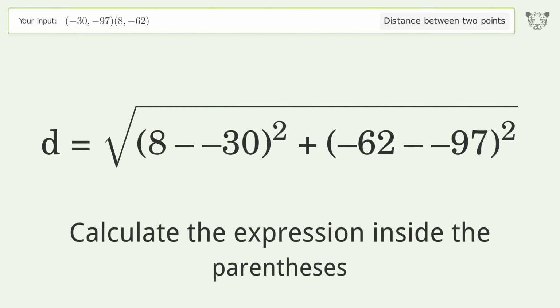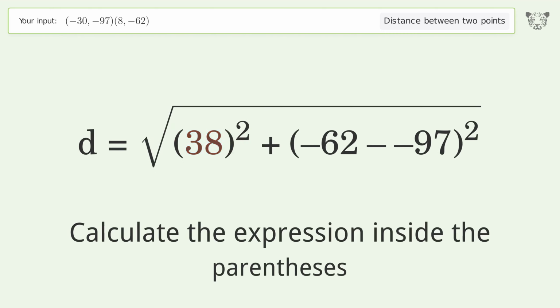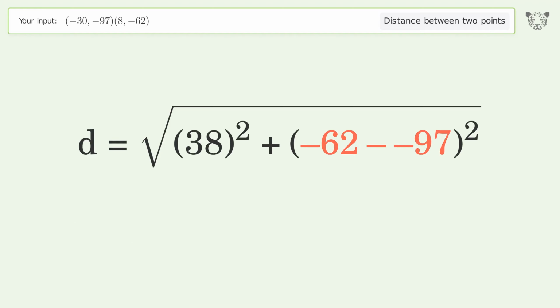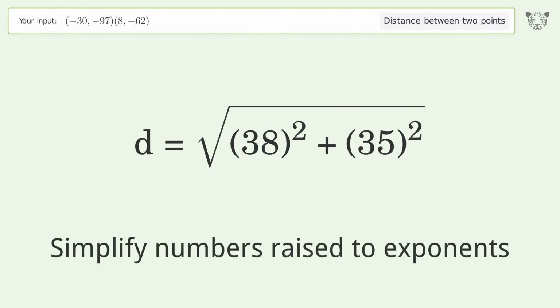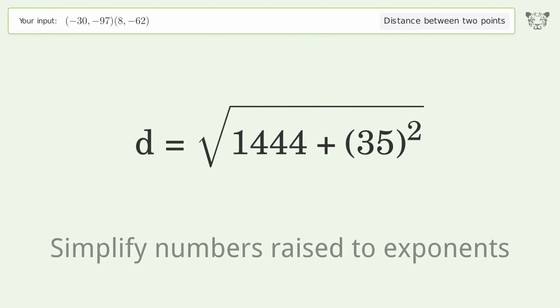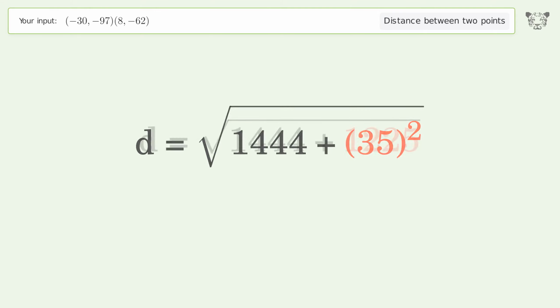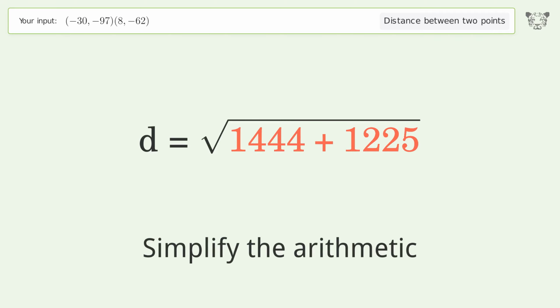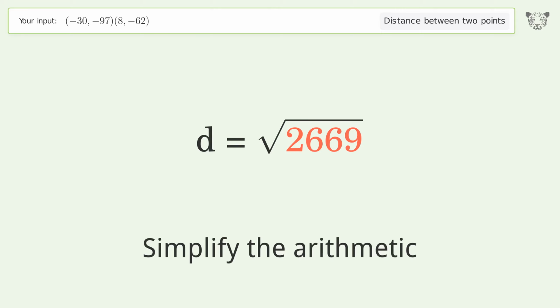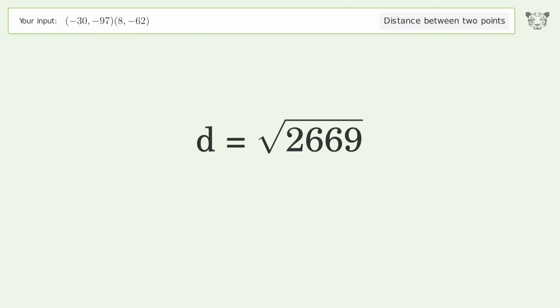Calculate the expression inside the parentheses. Simplify numbers raised to exponents. Simplify the arithmetic. And so the distance between the 2 points is the square root of 2669, or 51.662.